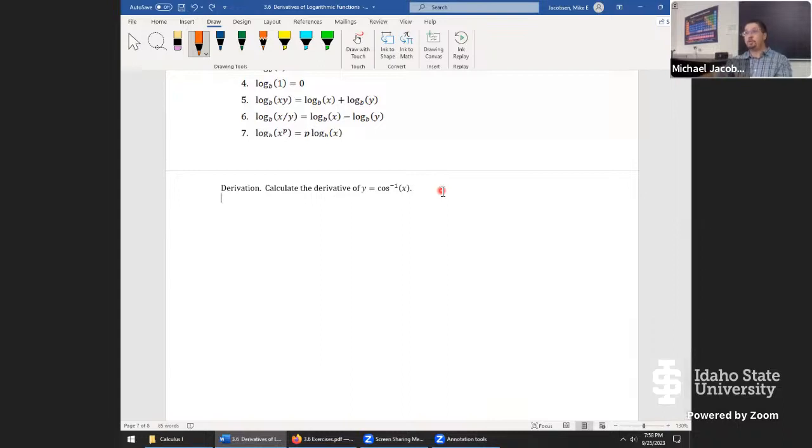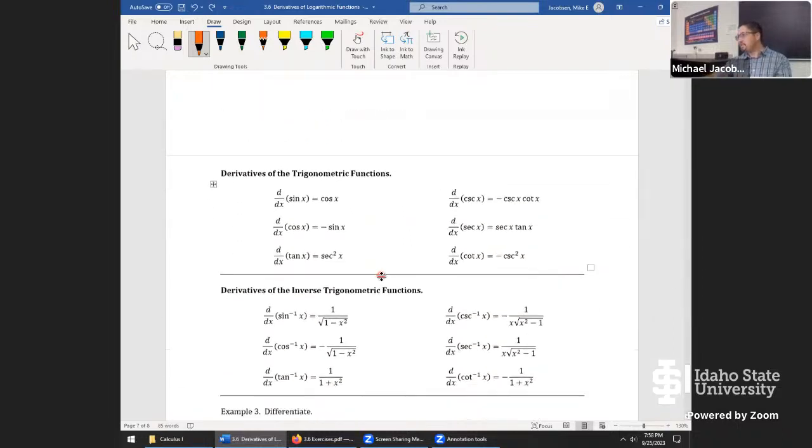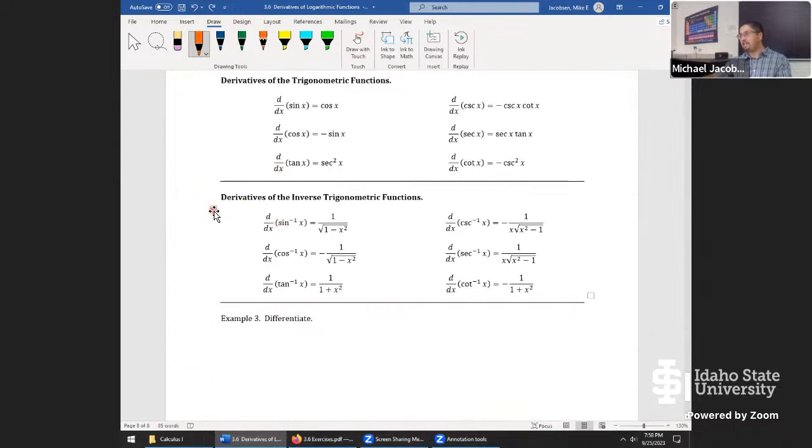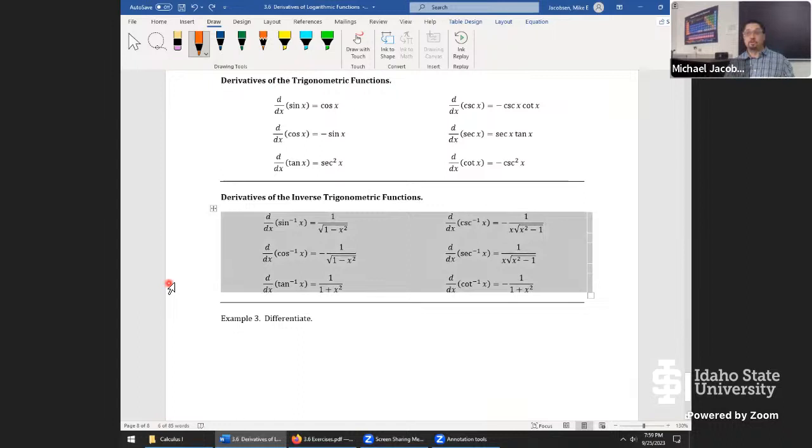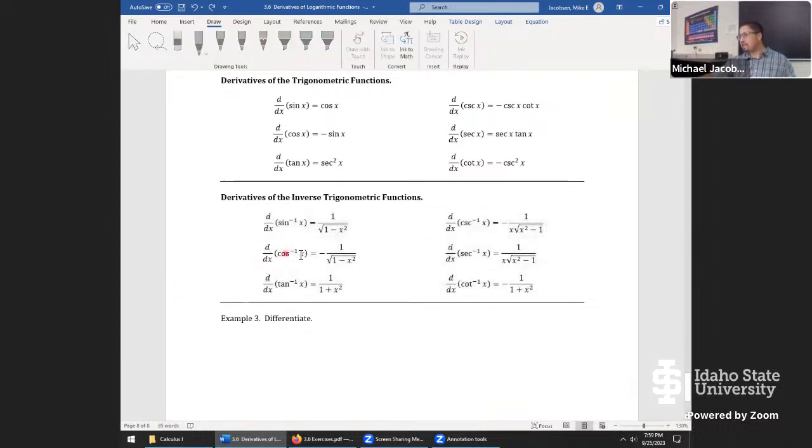This one's honestly a warm-up. And the warm-up is for this table right here. When we come back on Wednesday's class, we'll be going through this, practicing a few more derivatives before we go to section 3.7. So let's take a look at that row right there.